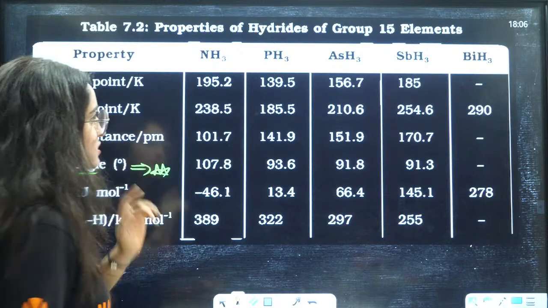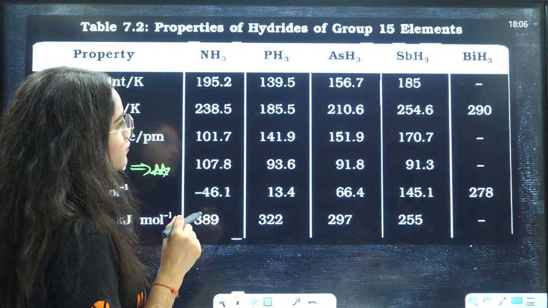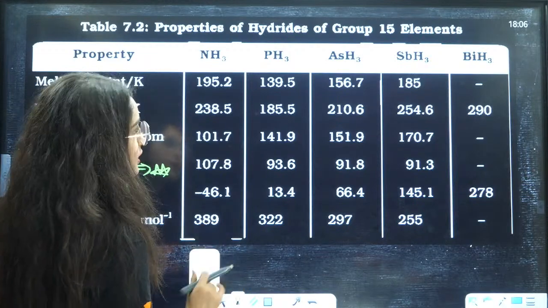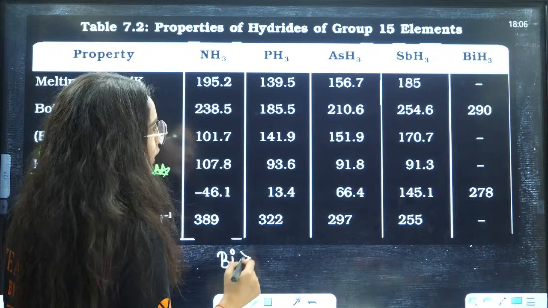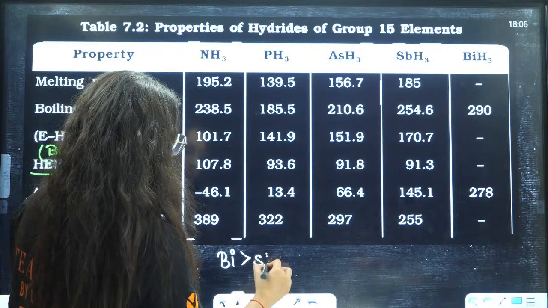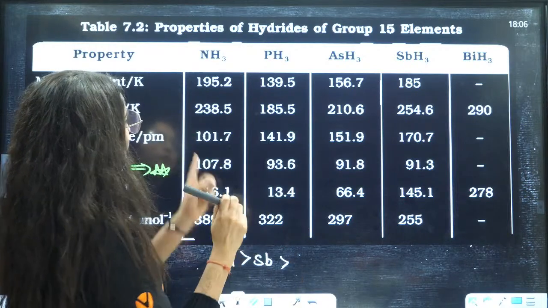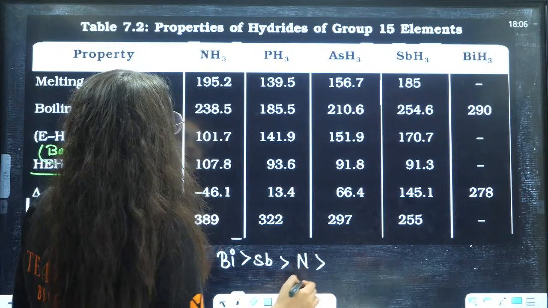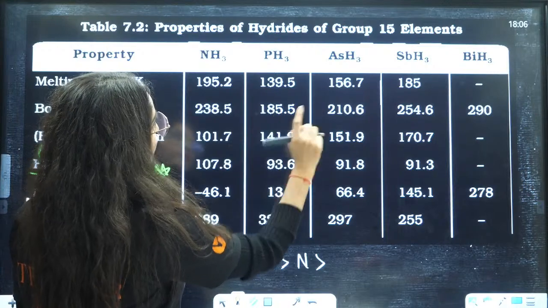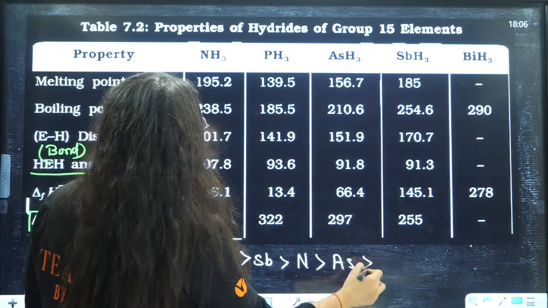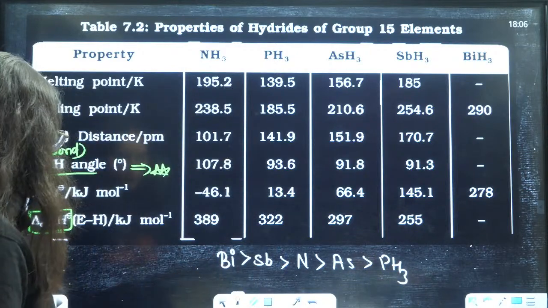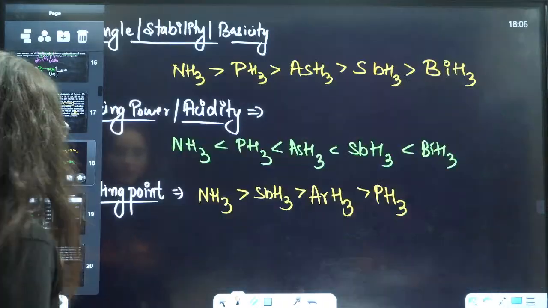Boiling point is maximum for bismuth, then you have antimony, then you have nitrogen. There is a reason why nitrogen is in the middle, okay? Then you have arsenic, then you have phosphorus, right? This is the order. So I'll write Bi, Sb.